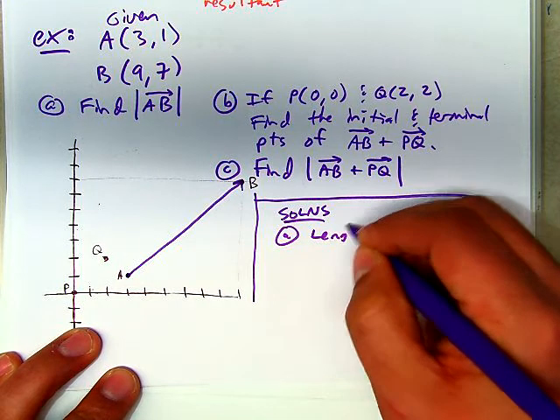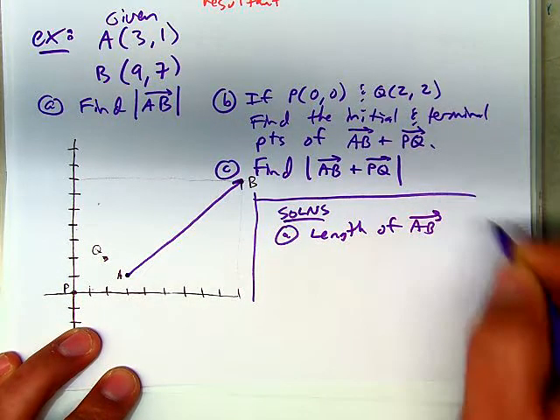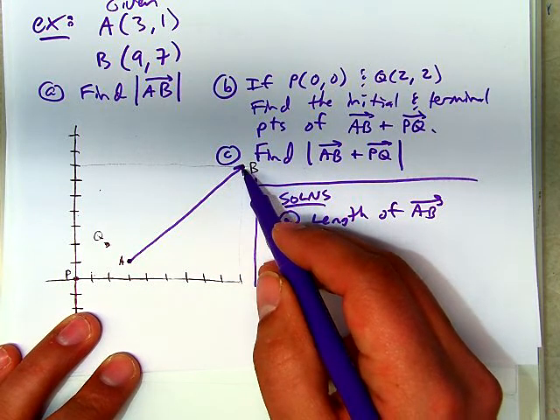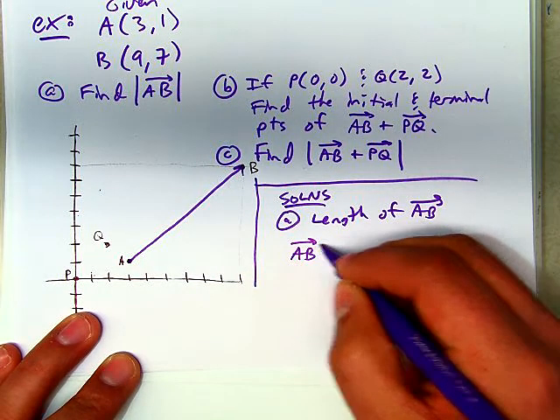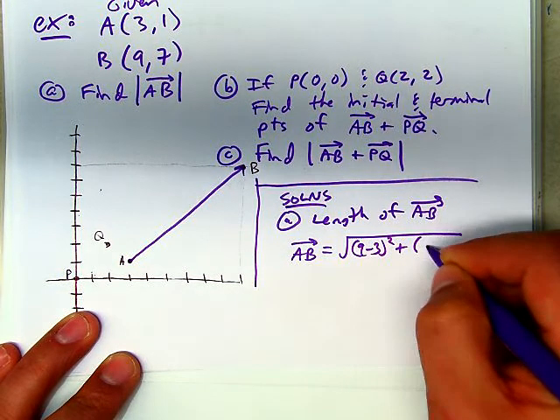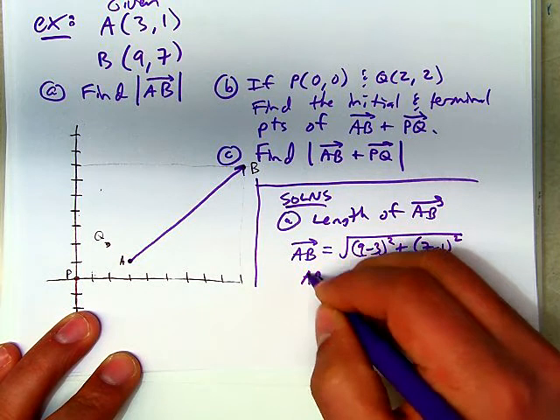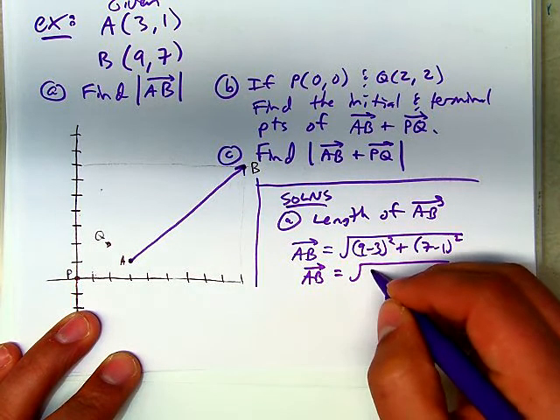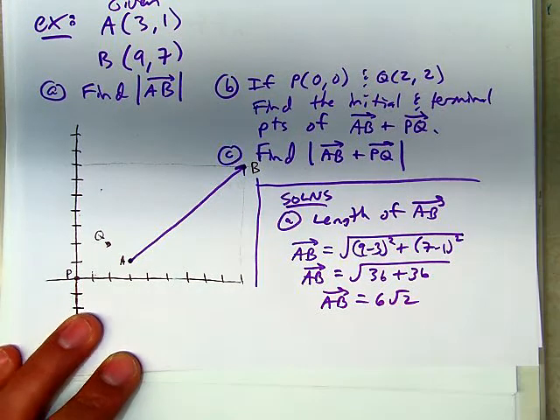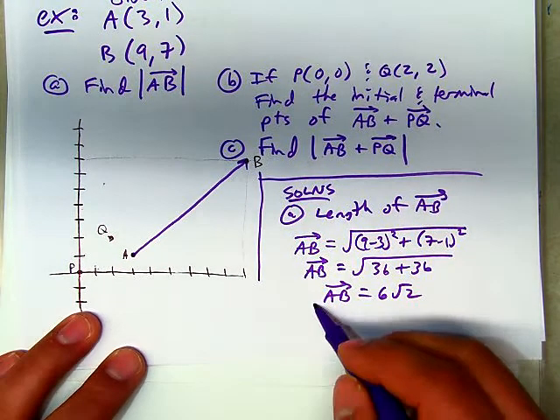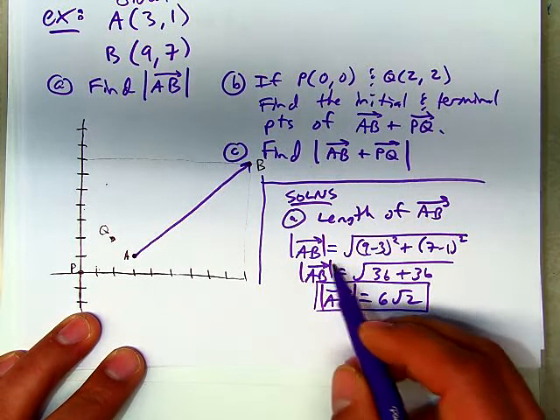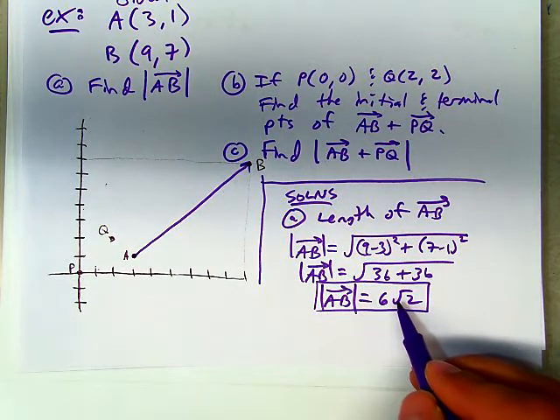We want to find the length of AB. Well, if I want to find the length from A to B, we can just use the distance formula. So AB will simply be the square root of (9 minus 3) squared plus (7 minus 1) squared. So we get 36 plus 36, which if we reduce is going to be 6 root 2. So that's the solution for part A. Oh, sorry, I should not drop this notation. So the magnitude of AB is going to be 6 root 2.